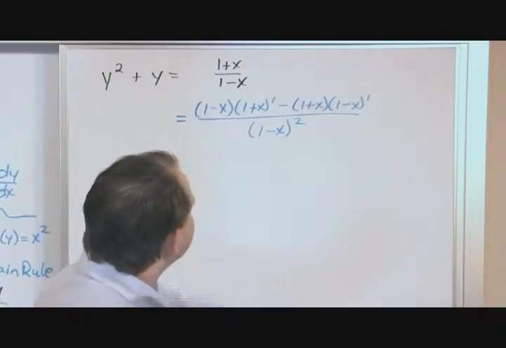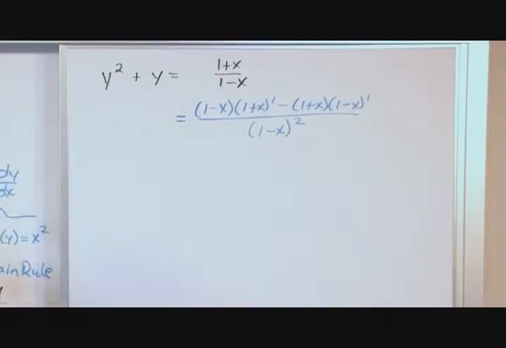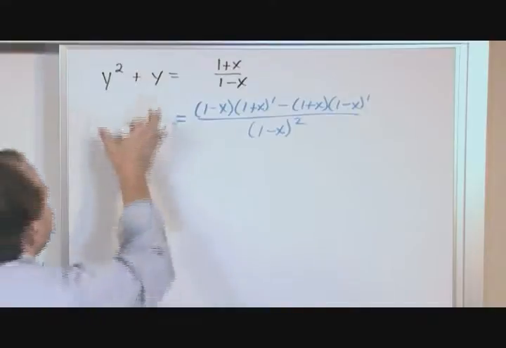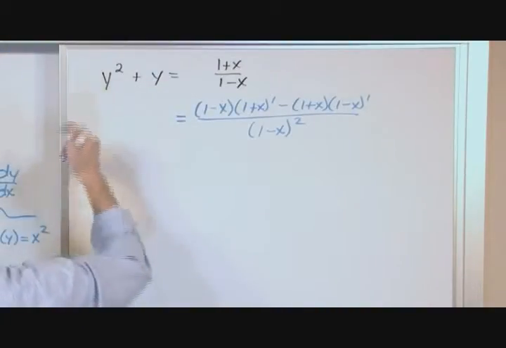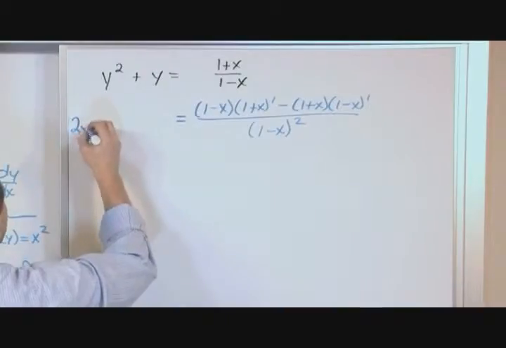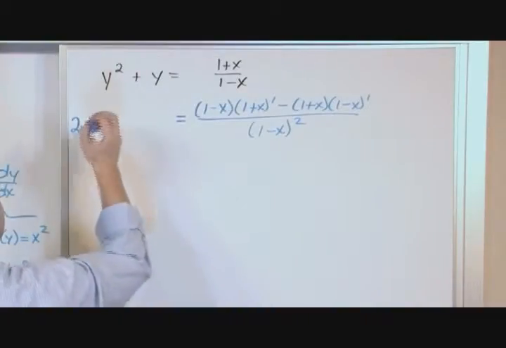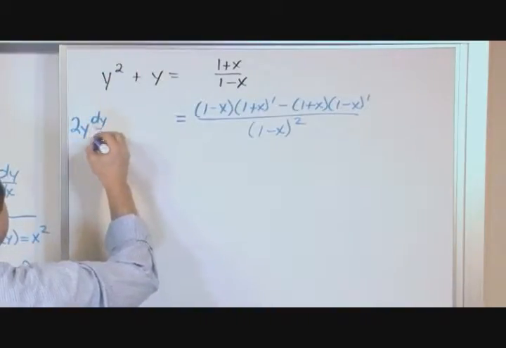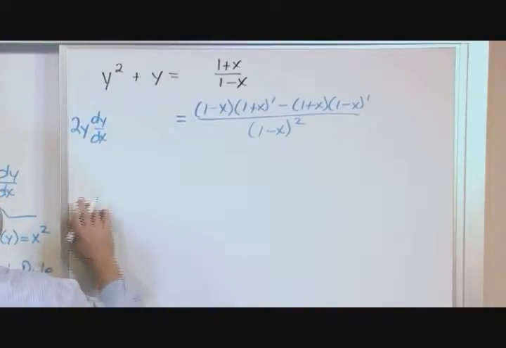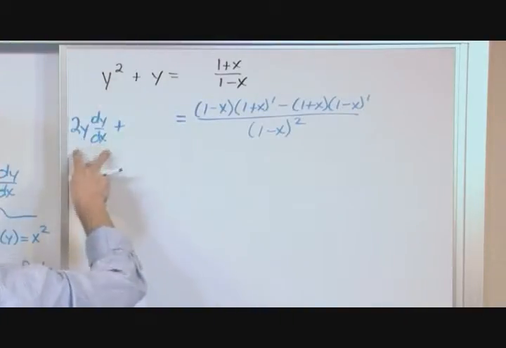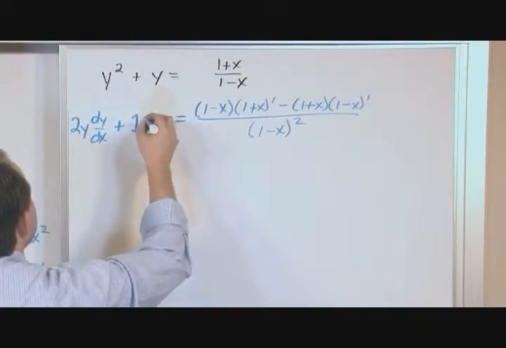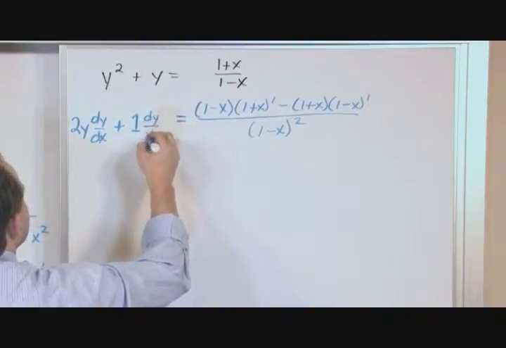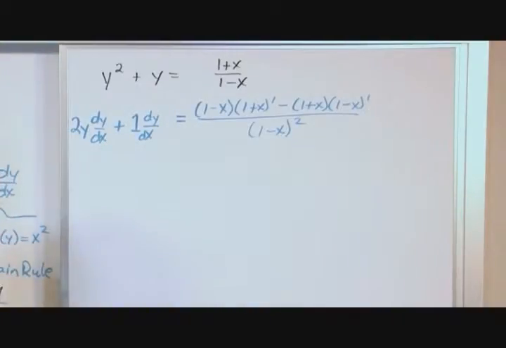Okay, so when you see x's in these implicit functions, you just take the derivative of those x's just like you always have. No difference. But when you have the y's, there's a little bit more that you have to do. The derivative of this first term is 2y, just like if it were x, but you have to multiply by dy dx because you don't know how y varies with respect to x. That takes care of this term. The second term, the derivative of this is just simply 1. But again, you have to multiply by dy dx because you don't know how y varies with respect to x.